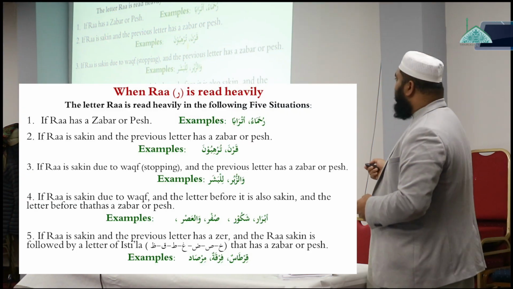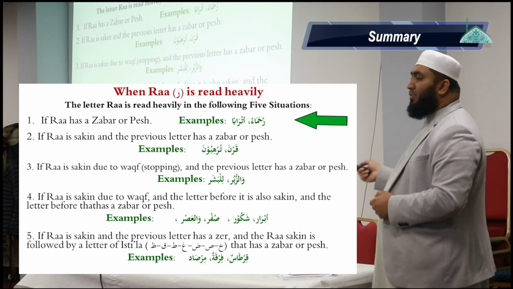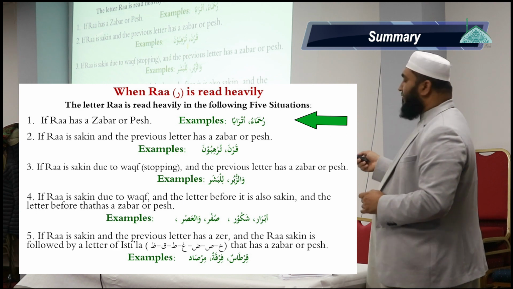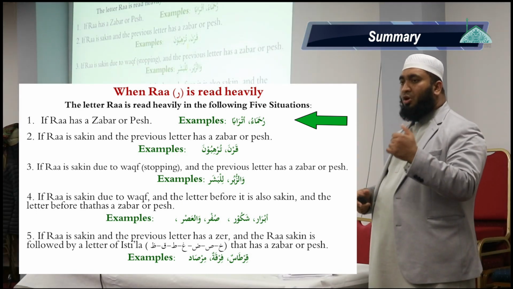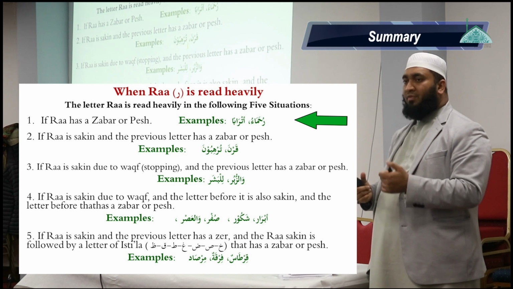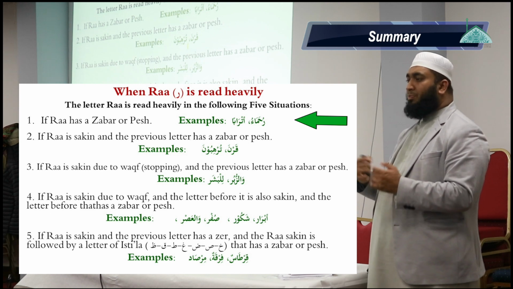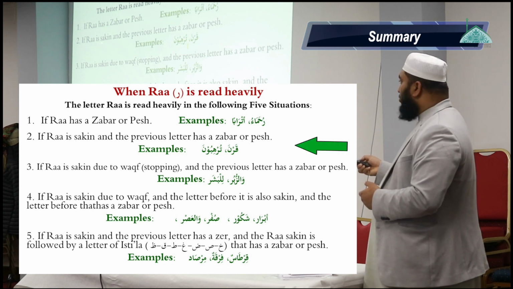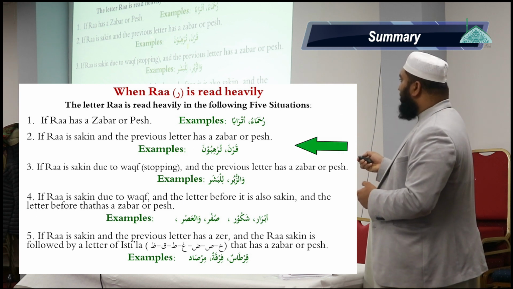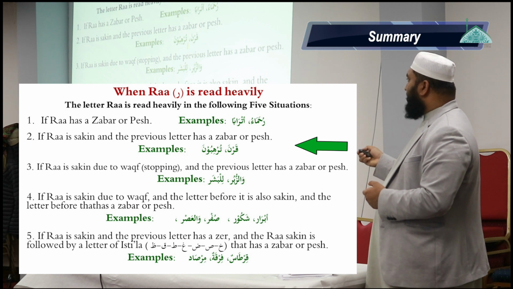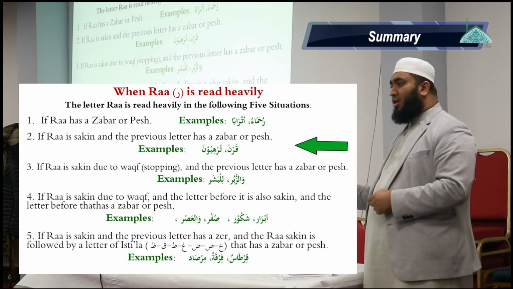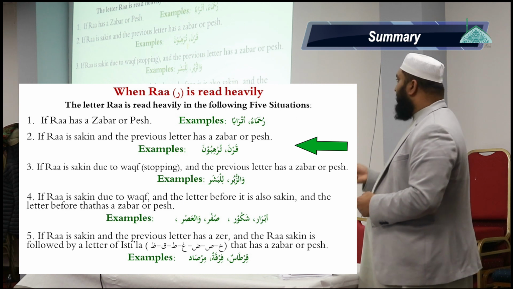So let's revise again. Ra will be read heavily in 5 conditions, in 5 situations. Number 1, if Ra has a zabar on top of it or a pesh on top of it. So whenever Ra has a zabar or pesh on top of it, Ra is always heavy. Now rule number 2, if Ra is sakin and the previous letter has a zabar or pesh. So Ra is sakin, the letter before it has zabar or pesh, Ra is heavy.